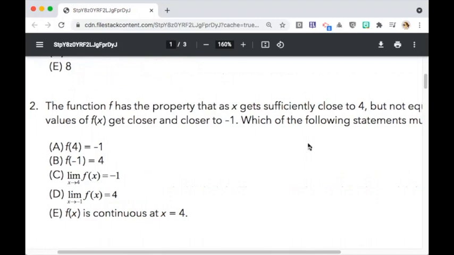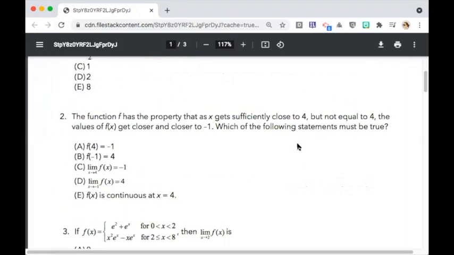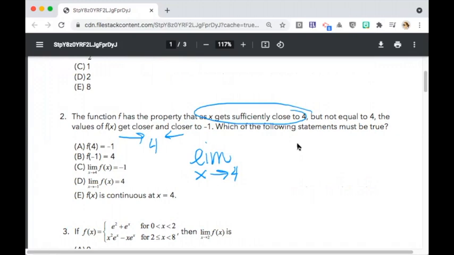Number 2 says a function f has the property that as x gets sufficiently close to 4, okay, so that's the whole definition of limits. If we say something is getting closer to 4, it doesn't say from the right side, it doesn't say from the left side, but we know that as we get closer and closer to 4, but not equal to 4, the value of f of x gets closer and closer to what? That's the whole purpose of limits. What is happening with your y values? So it's getting closer and closer to -1.